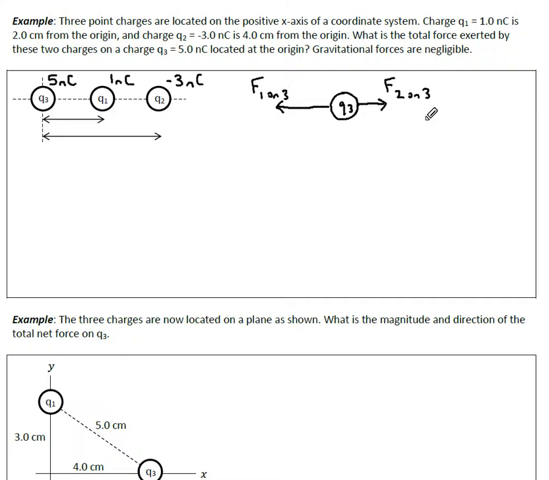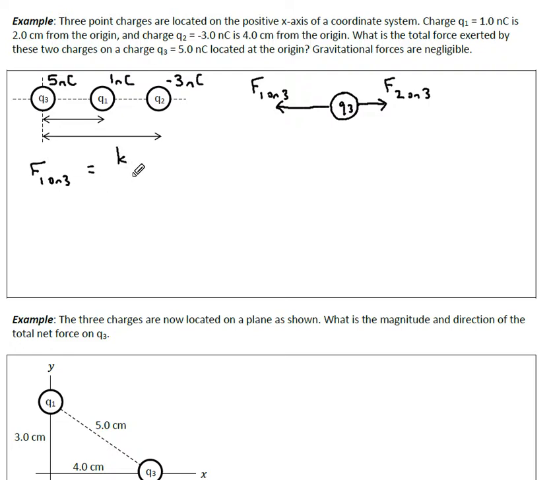Now there's different things you can do to keep track of signs when you do these calculations. However, what I like to do for these ones to keep things more organized is just calculate the magnitudes. So what is the magnitude of F1 on 3? What's the magnitude of F2 on 3? Don't worry too much about direction yet. Just find the sizes of those two forces. Then once we find the actual values, we'll look back at our picture to determine the direction. So first we're going to calculate F1 on 3.